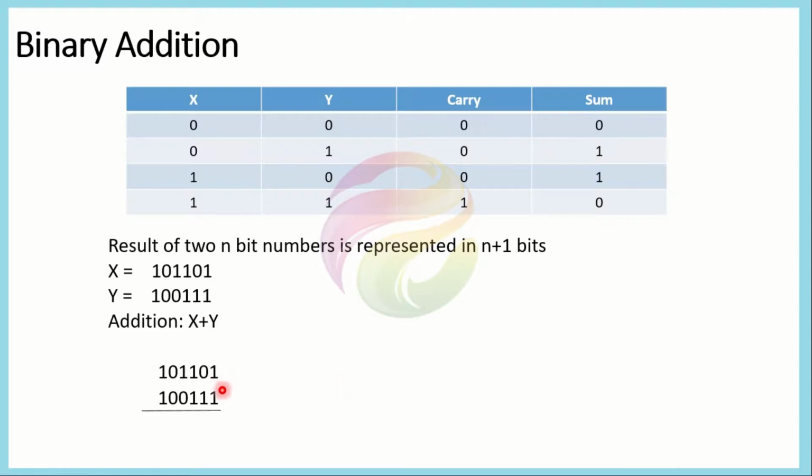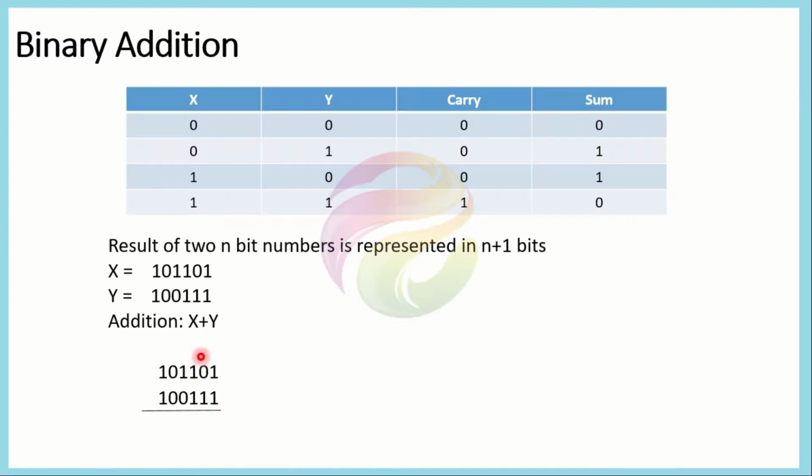For this first case, for these two numbers 1 1, we will just look at this table. In this table, you can see that the sum is equal to 0. So we will get a 0 here, but we will also get a carry to the next column. So we will have a carry here.